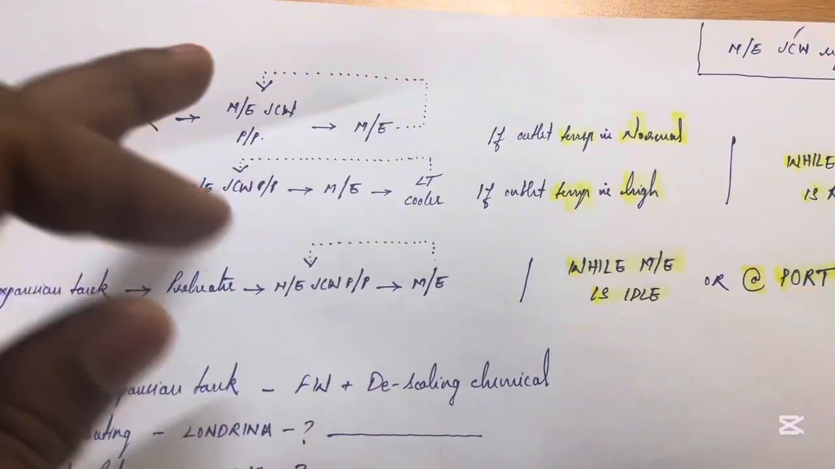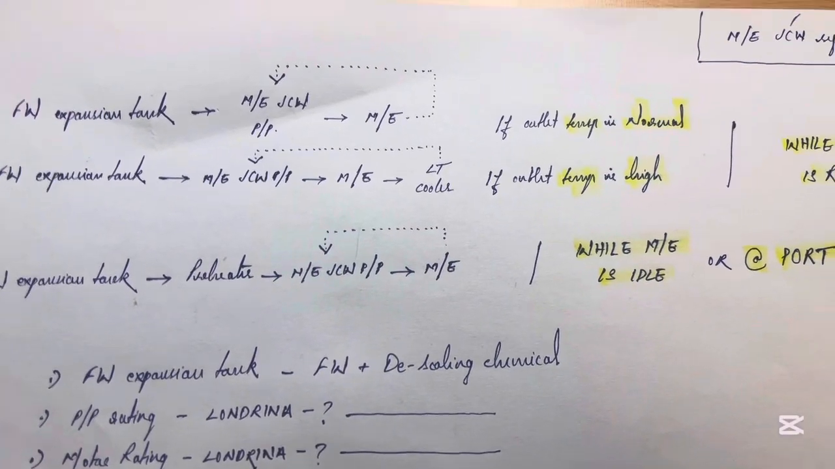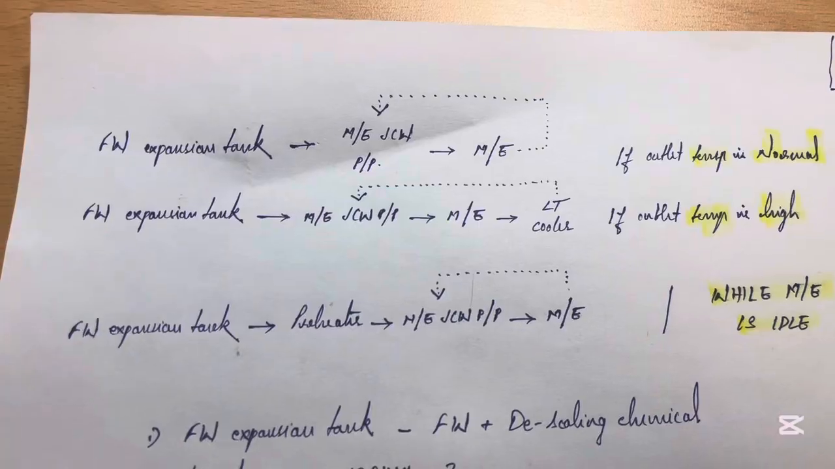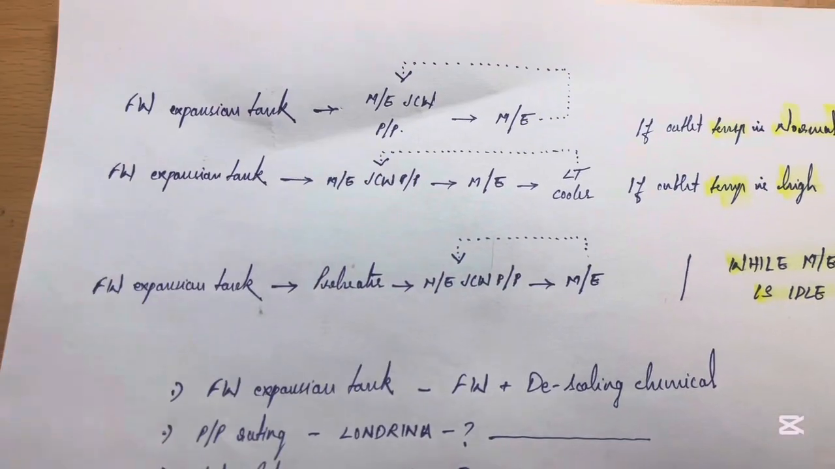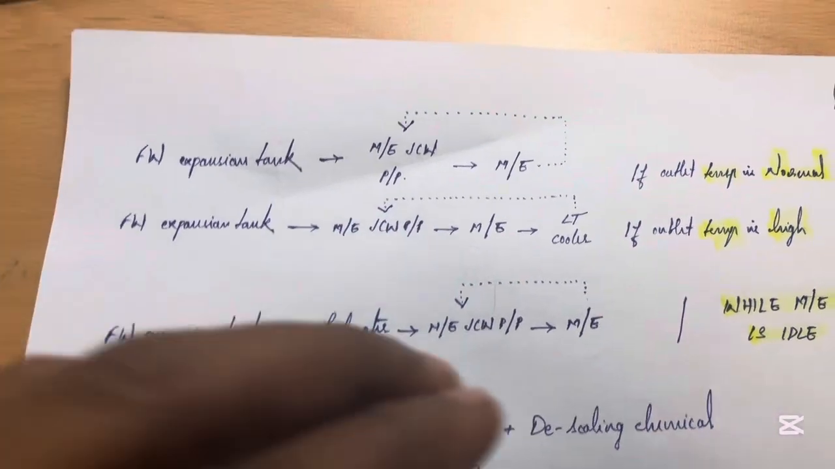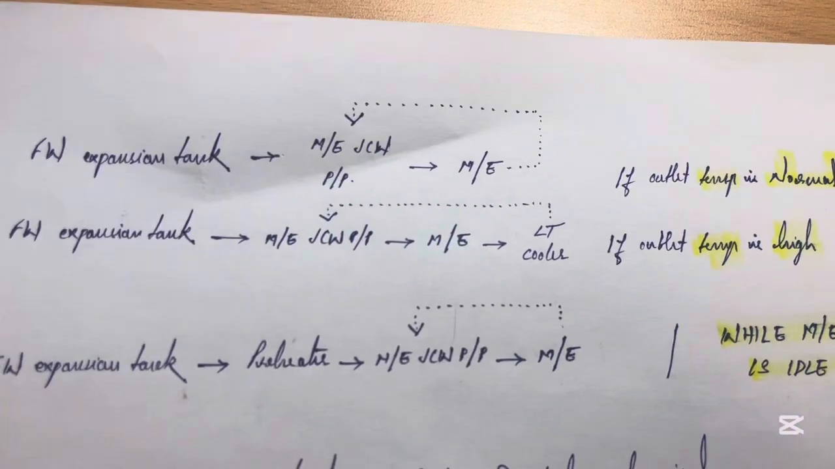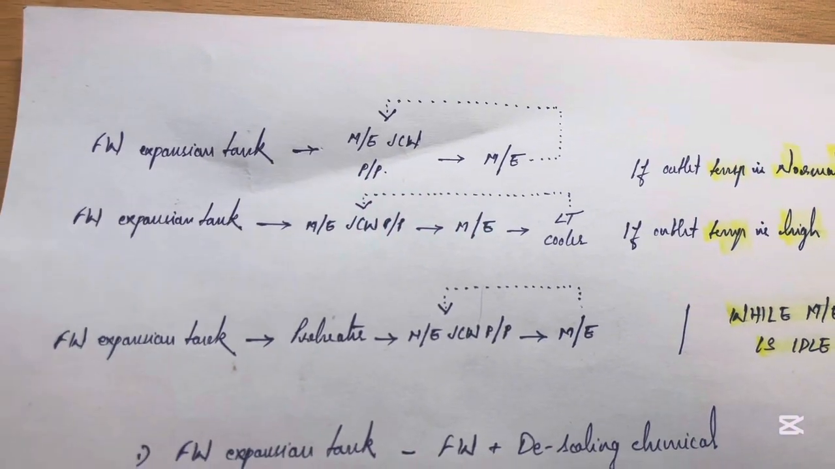The jacket cooling water is required to cool the main engine. It is basically like a radiator in a car, where you need to cool the engine. Here also the ship's main engine needs cooling, so we use water around the engine to cool it.